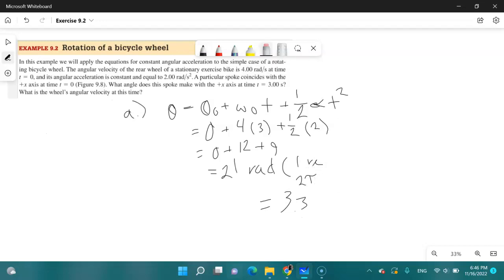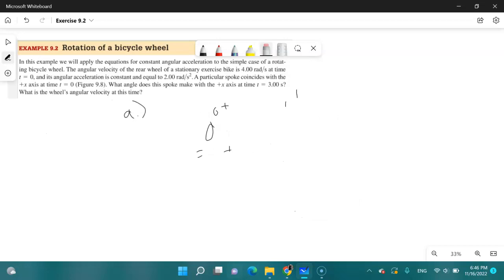And now for part B, we're trying to find the wheel's angular velocity at time 3 seconds. For the angular velocity, it's a much simpler equation. The angular velocity would equal the initial angular velocity plus the average angular acceleration times the time that we're being asked to look for.